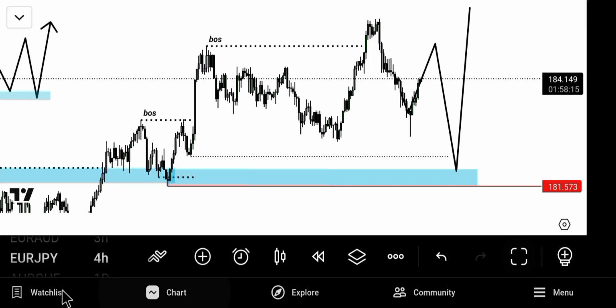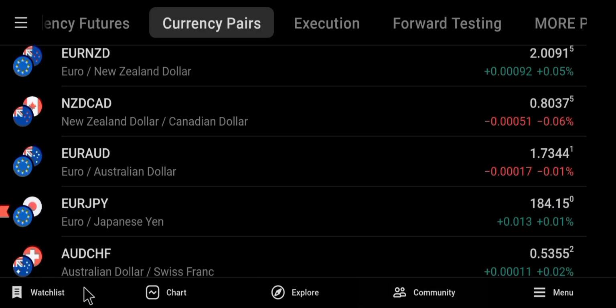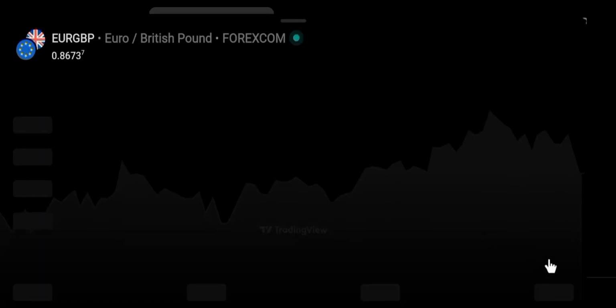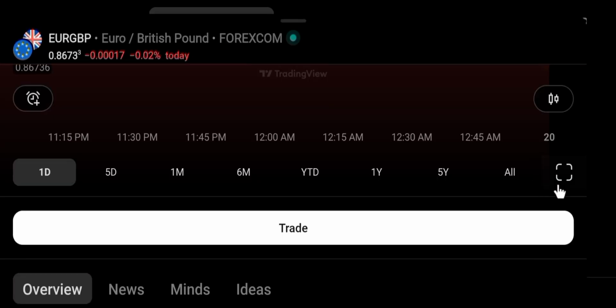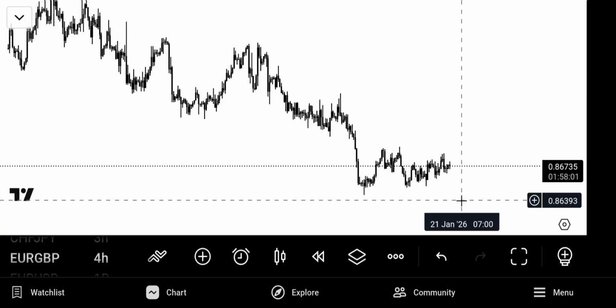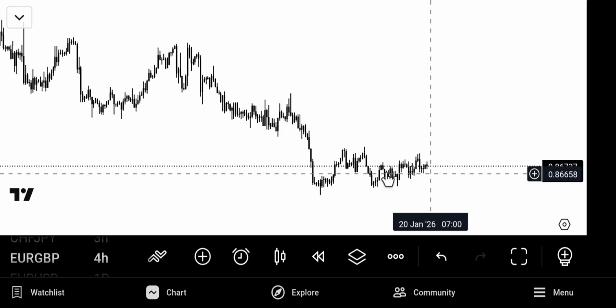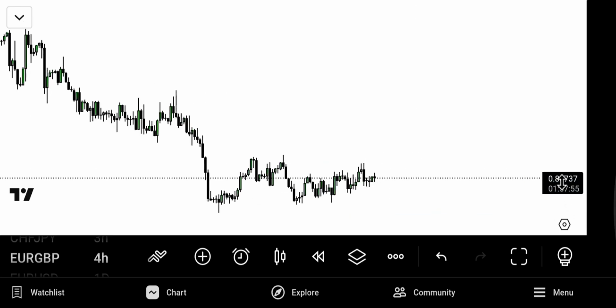Now we have another trade. I think we still have another one. Which one is this one we just analyzed? Euro JPY. So let's look for another one. Euro GBP. We have something on Euro GBP, I guess. Okay, we have a setup on Euro GBP. I think I've not yet marked it out, right?